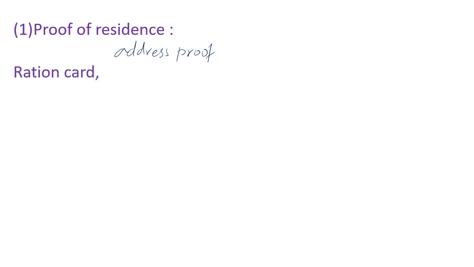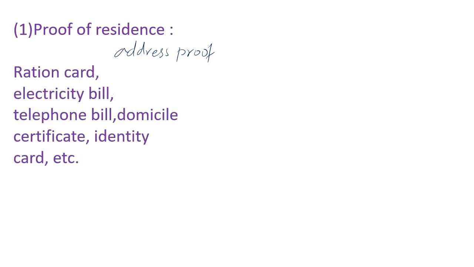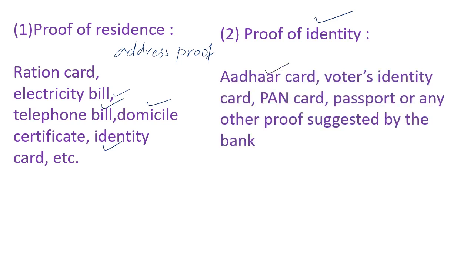Understood? Either ration card or electricity bill or telephone bill or domicile certificate, anything which will tell us about the address of your stay. Another thing required is proof of identity. Who are you? If you think that I am standing in front of you, if you see me, I am what I am. That is not the way. You need to have a certain identity card like Aadhaar card, voter's identity card, PAN card, passport or any other such document suggested by the bank. Then you will be identified.